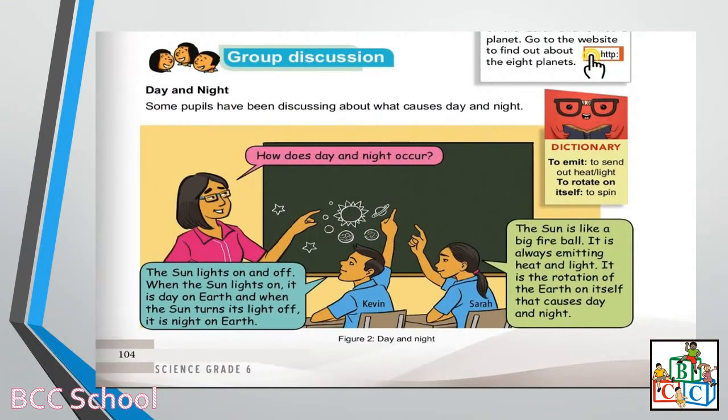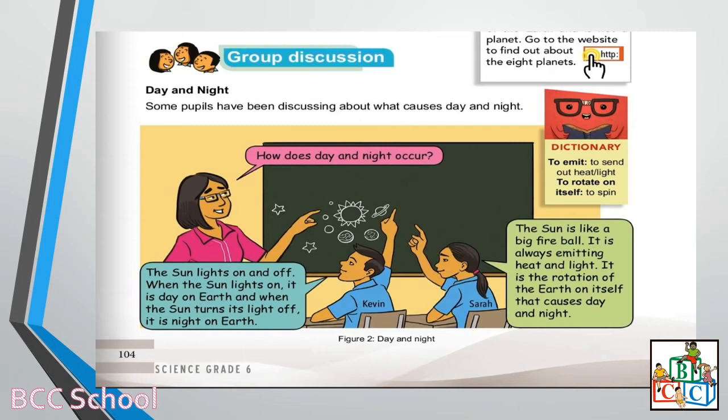Let's get back to our book, page 104. We have already found out about the 8 planets. Now there is a small activity for you about day and night. Look at figure 2, a conversation between the teacher and 2 pupils. We are going to read together.